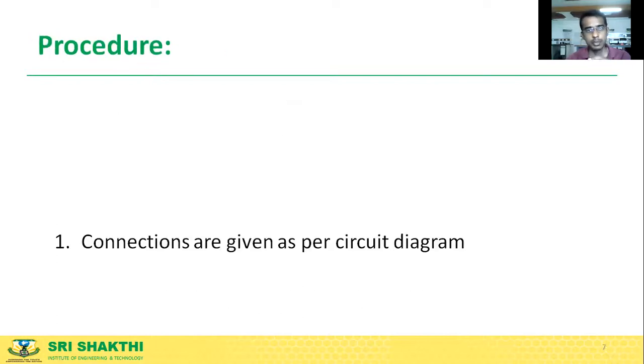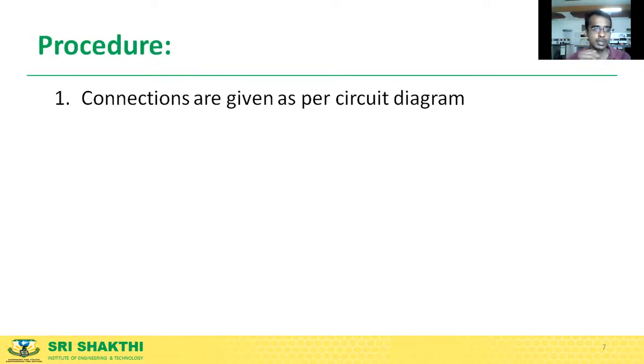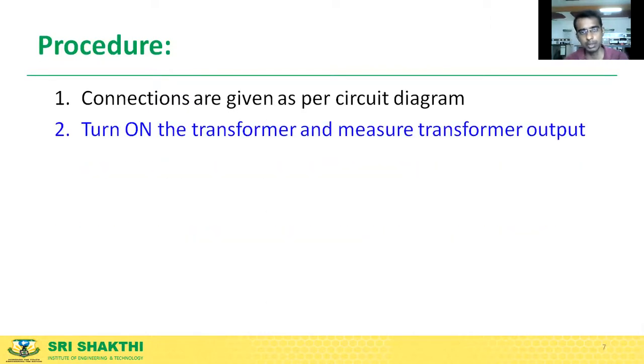Procedure: the procedure is simple. Connections are given as per the circuit diagram, which is common for all experiments. For this experiment, you turn on the transformer and measure the AC output of the transformer. We say 9 or 12 or 6 volts, but what is it actually going to be? If it is 9 volt, it will not be exactly 9 volt. It will be around 10 or 12 or 15, so that even if the input falls below 230 and goes to 120, you still get 9 volt.